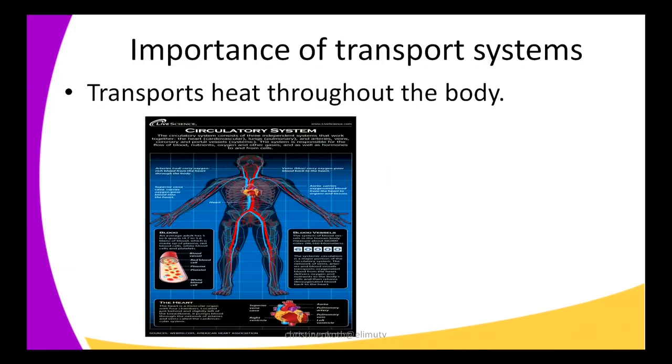Another importance of the transport system is that it ensures heat is transported throughout the body. So the body needs a transport system to circulate this heat equally to all parts of the body, because there are some organisms which cannot accommodate so much heat in the body. So it needs to be circulated, especially on hot days or when the temperatures are very high.